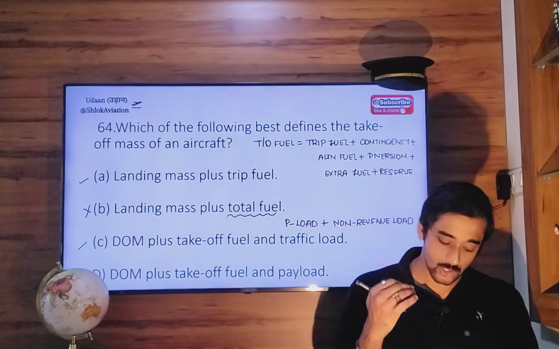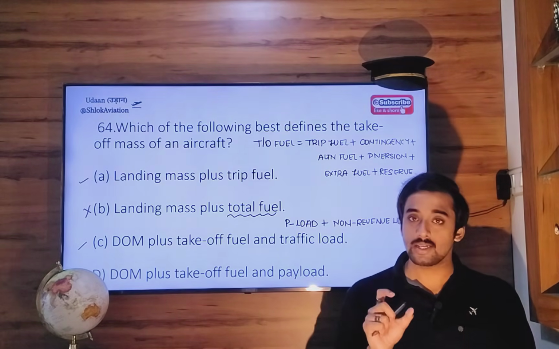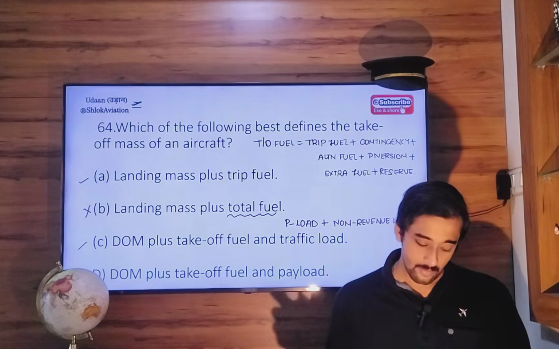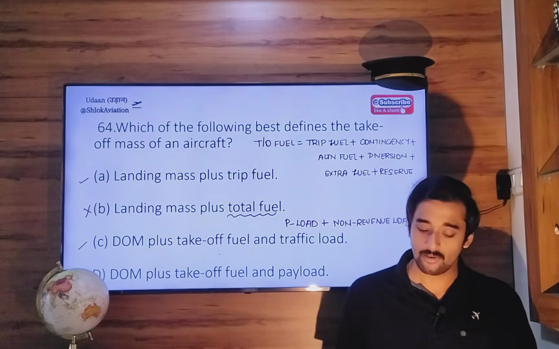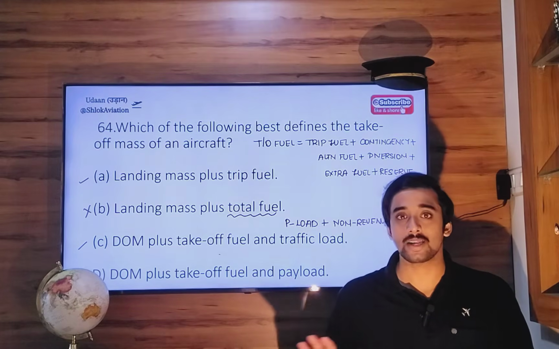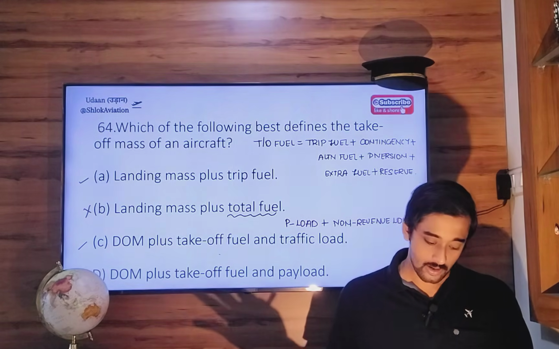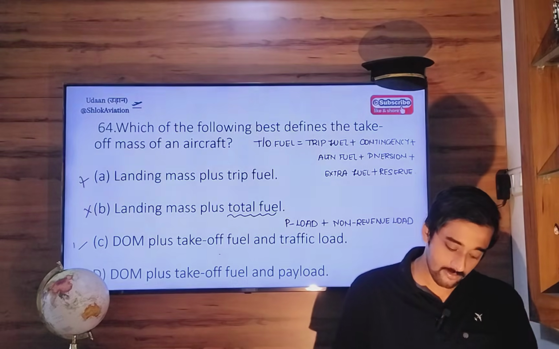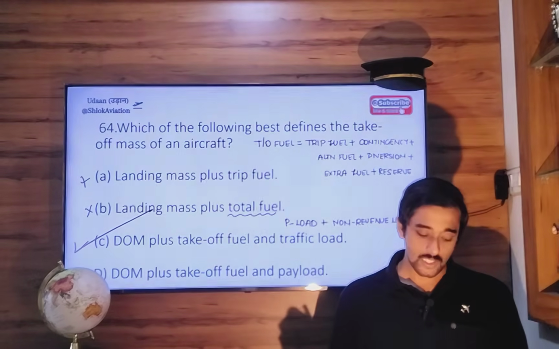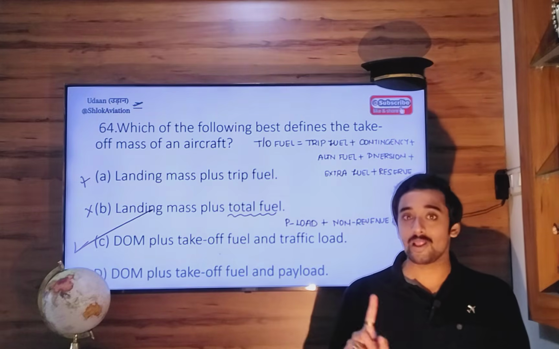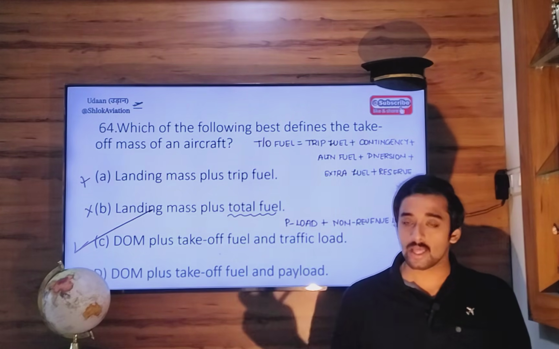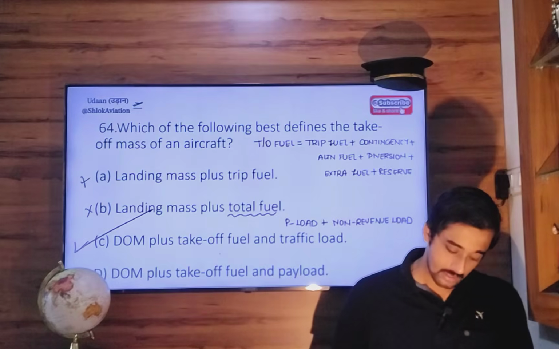So there are two options, alpha and Charlie. Charlie is the more appropriate one because DOM plus takeoff fuel and traffic load will hold true at all times. Okay, so alpha eliminated, we are left with option Charlie. Because alpha cannot be the right one all the time, but Charlie can be the right one every time.